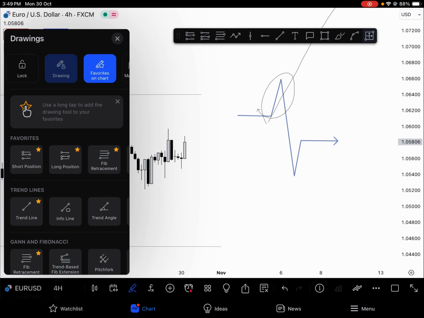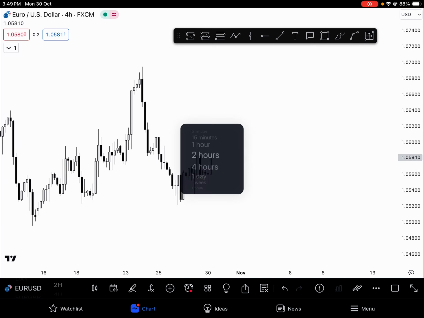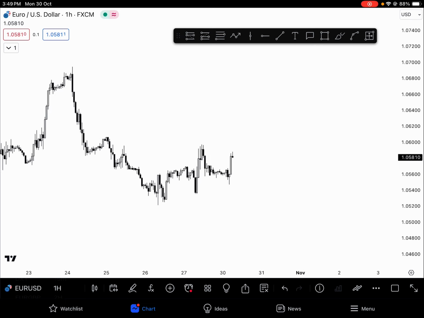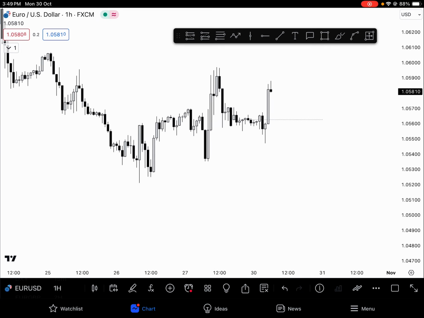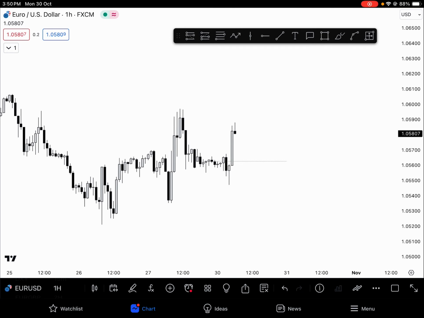Let's try to understand today's trade. Let me remove all the drawings and go to the lower time frame. The 1 hour time frame is a pretty good time frame to take trades in intraday. Before you look for entries, let's mark the important PDRs. So this is the important PDR.